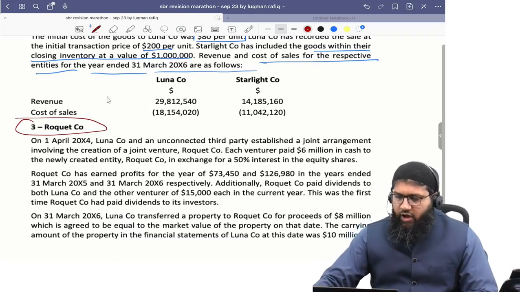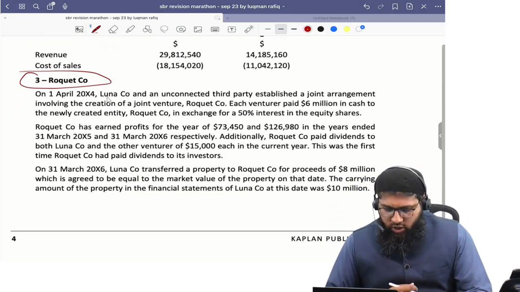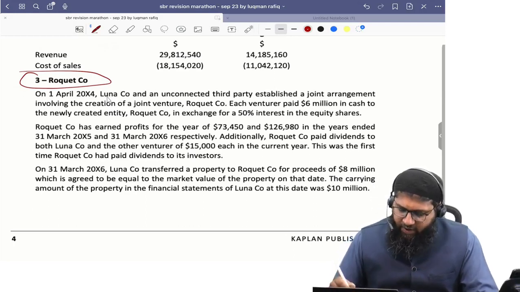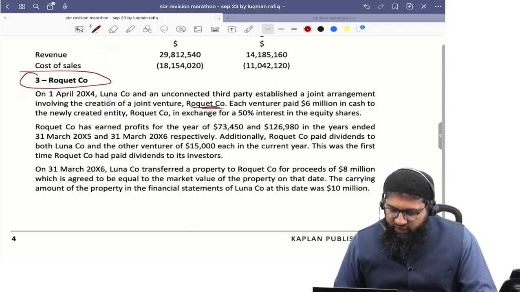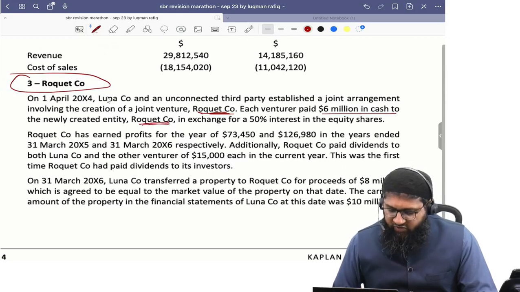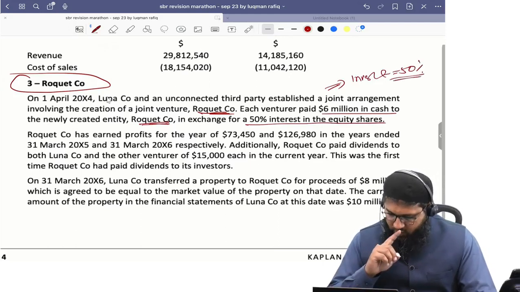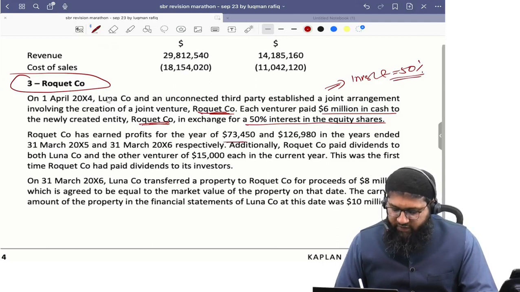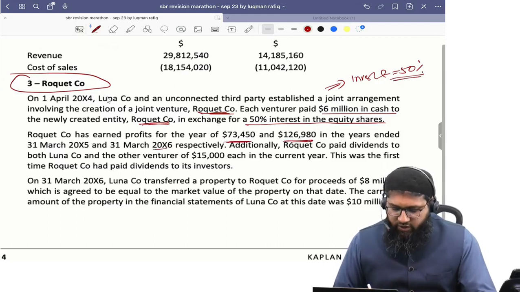Okay, so let's just start discussing this. It says Rocket Company: on 1st April, Luna Company and an unconnected third party established a joint arrangement involving the creation of a joint venture called Rocket Company. Each venturer paid $6 million in cash to the newly created entity in exchange for a 50% interest in equity share. So your investment is 50%, right? Now, Rocket has earned profits for the year of 73,450 and 126,980 in the years ended 1st March 2005 and 2006.